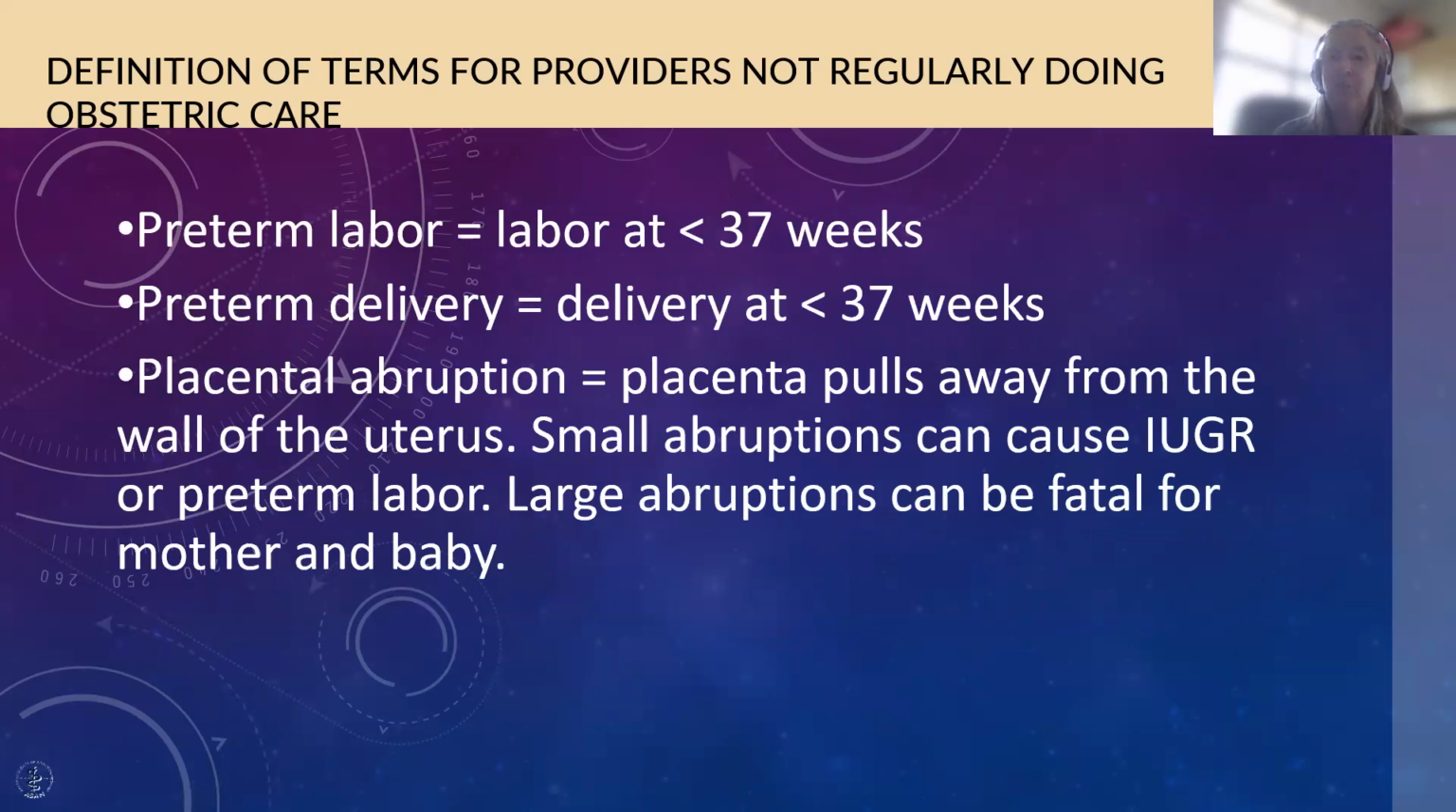Placental abruption is when the placenta pulls away from the wall of the uterus. The placenta is how the baby gets nutrition, so if you have part of the placenta not attached, the baby's not going to get nutrition from that part of the placenta, so it can cause the baby to be small. It can also cause preterm labor because the blood is very irritating. Large abruptions can actually be fatal for both mother and baby. The reason I bring these up is these are common complications of substance use disorder during pregnancy.